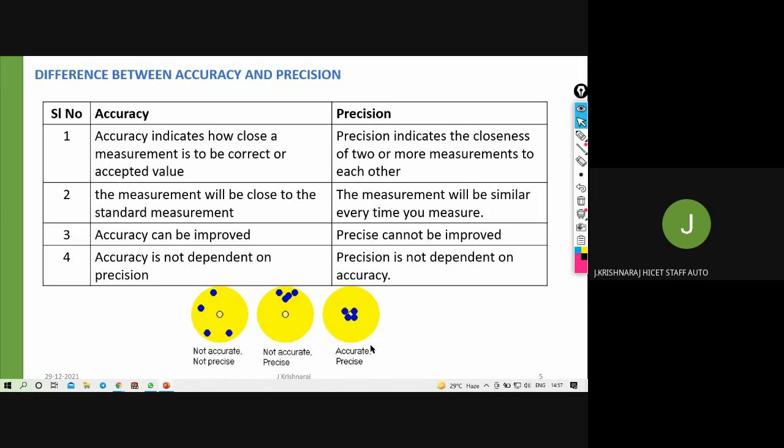Also, accuracy is not dependent upon precision, and precision is not dependent on accuracy. Both are independent. So both are independent in values. The next.